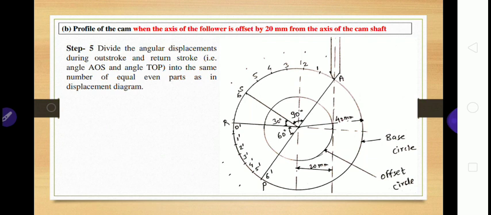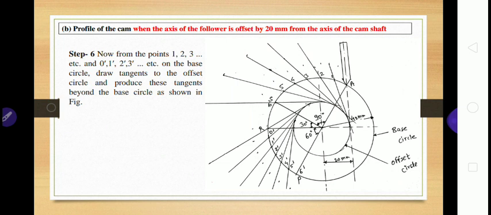For the return stroke this angle is 60 degrees. 60 degrees we have to divide into 6 equal parts, therefore 60 divided by 6 will be 10 degrees. Therefore O dash, O and 1 will be 10 degrees, 1 O2 dash will be 10 degrees, like that each angle you have to mark at 10 degrees. These will be the points O dash, 1 dash, 2 dash, 3 dash, 4 dash, 5 dash, 6 dash. Like that we have divided the angular displacement during outstroke and return stroke into the same number of even parts as shown in this diagram.